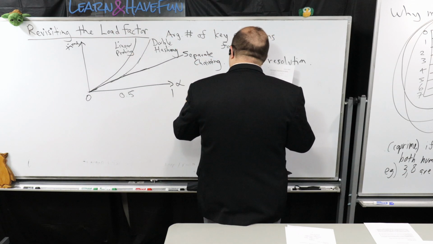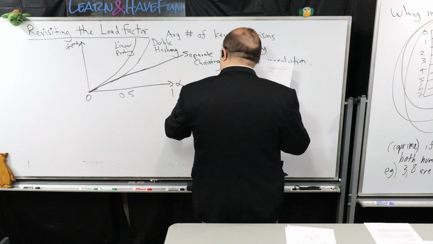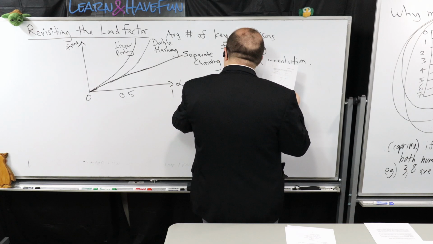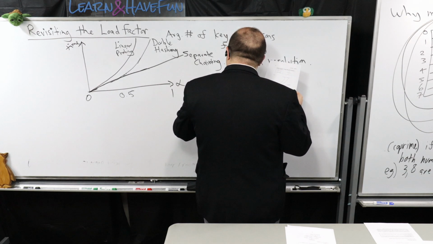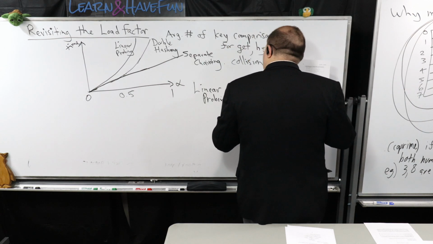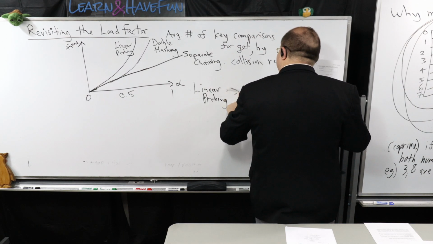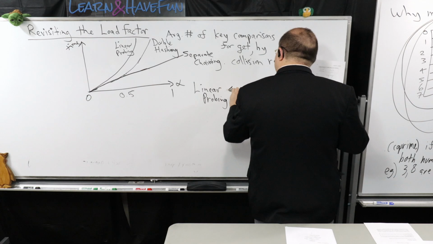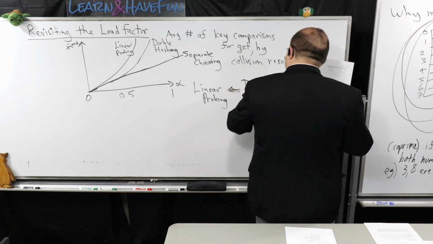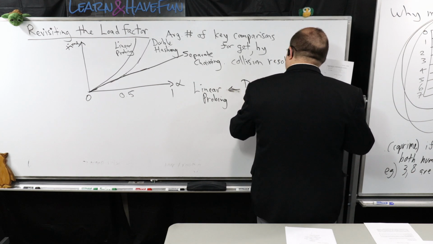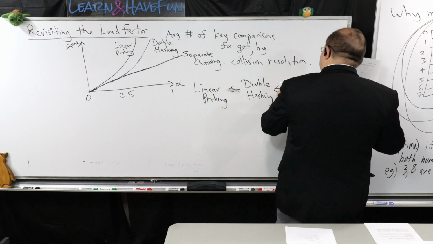So I'm going to rank them for you. For general alpha, linear probing is the worst of these three. Then you have double hashing. And then you have separate chaining.